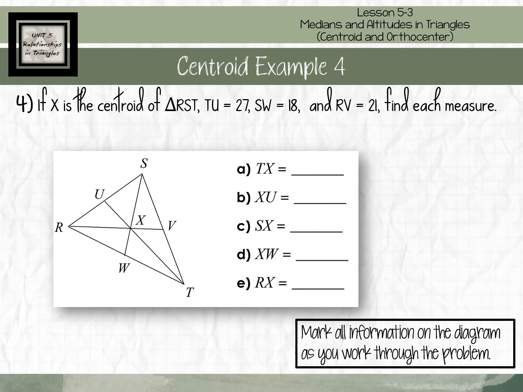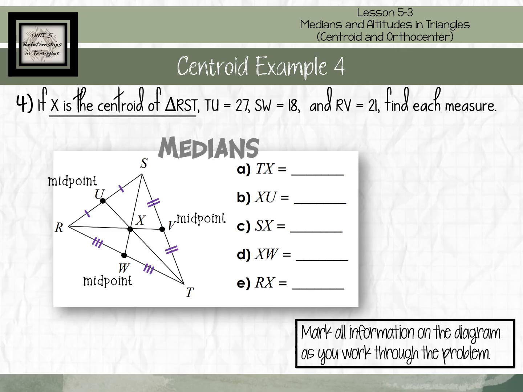Centroid example number 4. If X is a centroid of triangle RST, which means those segments are medians, we know all that information. If the length of segment TU, that entire median, is 27, the easiest thing to get to is the shorter side. So if we divide that by 3, we get 9. That's the shorter end. Double it, we get the longer part. If we were to add those together, yes, we get 27.